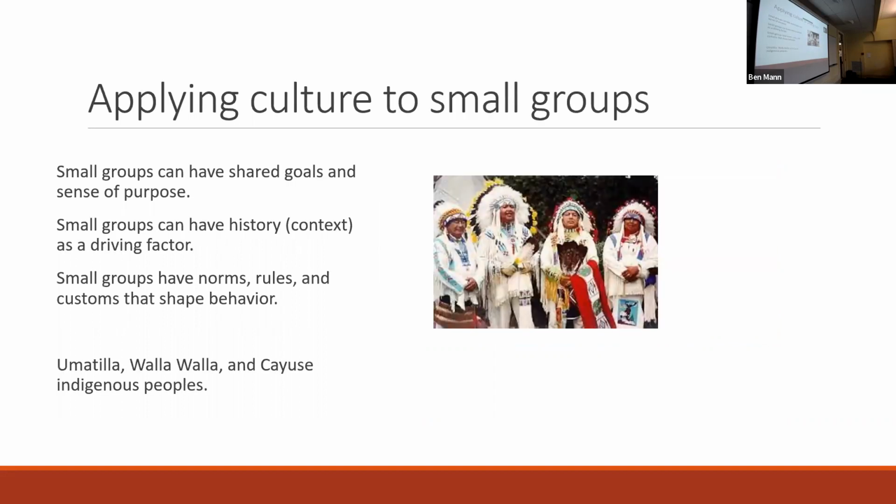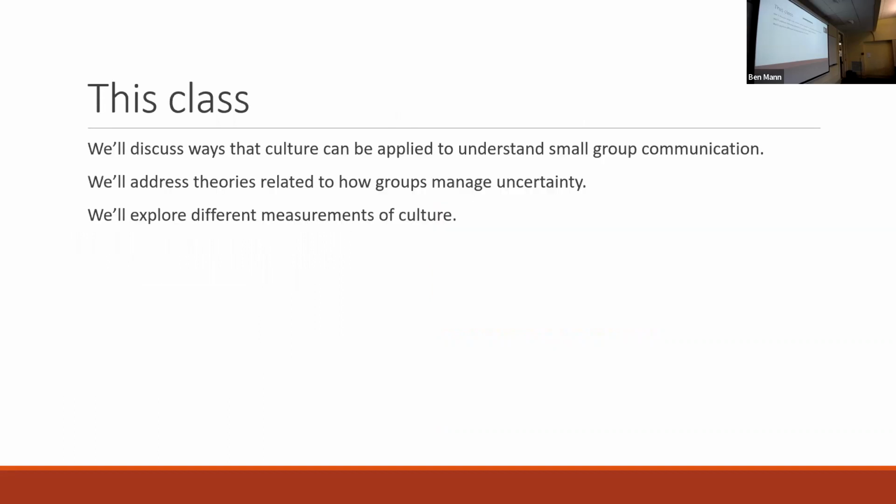We also know that small groups not only have individuals from different cultures who are members of that group, but that small groups themselves create culture. In other words, if we want to understand how to work effectively in groups, we can understand how we're able to create a sense of culture among people in the group that allows people to work together effectively. So for today, we'll be talking about some of the ways that we can better understand culture in small group communication. We'll also be talking about key guiding theory about managing and dealing with uncertainty. We'll also be exploring some of the ways that culture can be measured and defined on different terms.